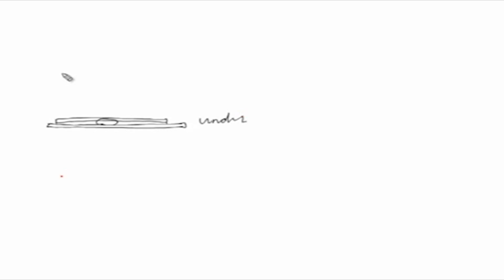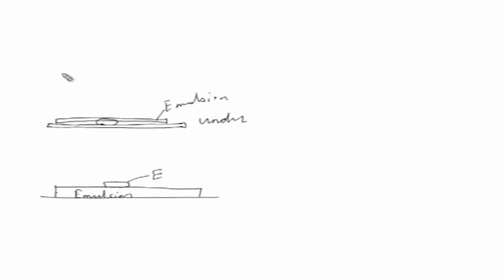There could be another arrangement where this is your emulsion, like this was your emulsion here, and the emitter could be above or on the surface of the emulsion. So, this will be called the condition which is on the surface of the emulsion.